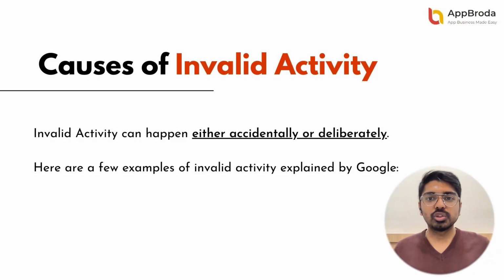So this was a non-exhaustive list of possible causes of invalid activity. To learn more about them, please visit the Google Ads traffic quality page. Google has recently updated their blog with more examples to help us better understand their policy. You can find the link in the description below.